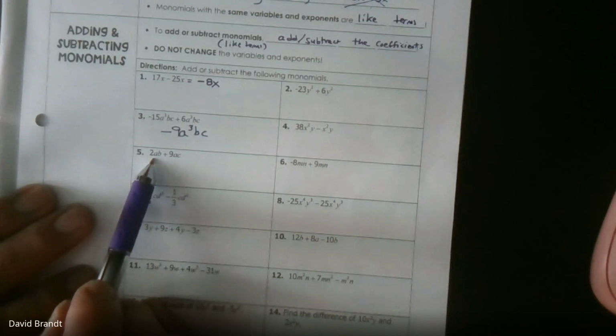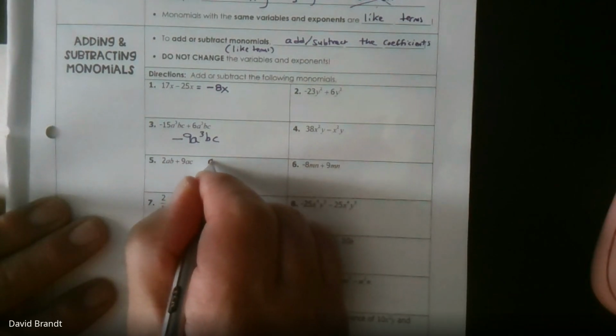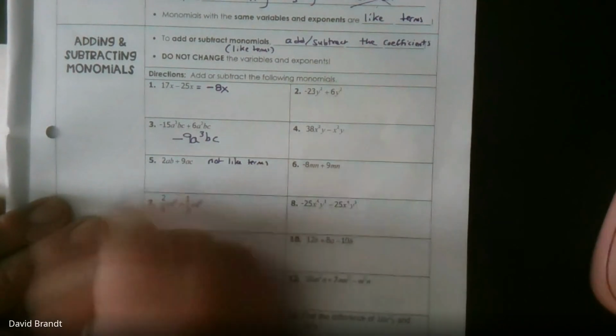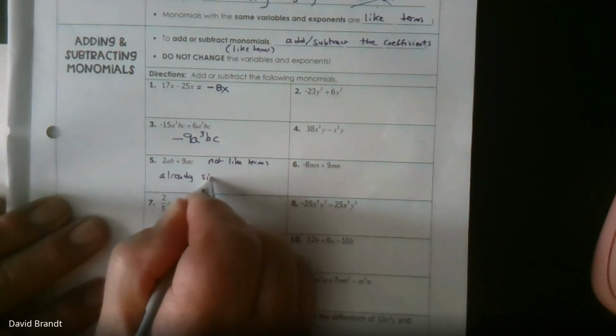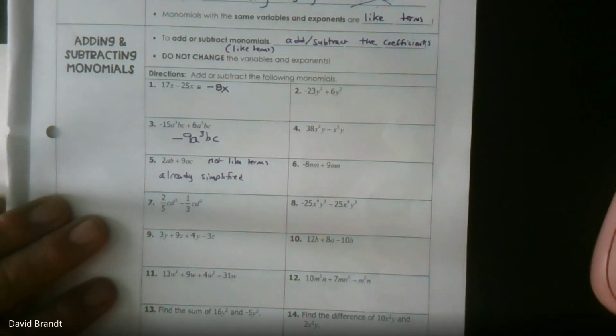Look at number 5. These have different letters. These are not like terms. Those are not like terms. So if you can't do anything, all you do is say that's already simplified. You can't do anything to that because they are not like terms. All right. Let's do a couple more of these.